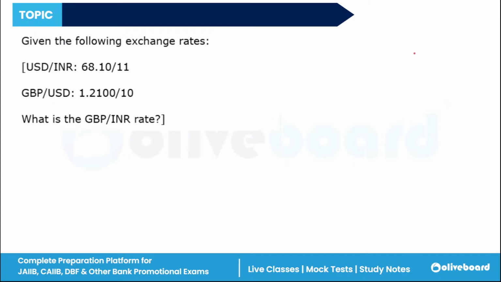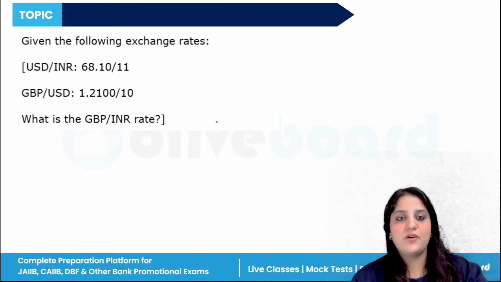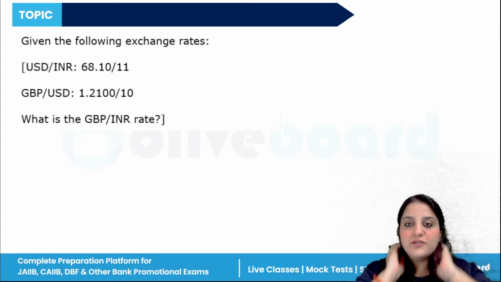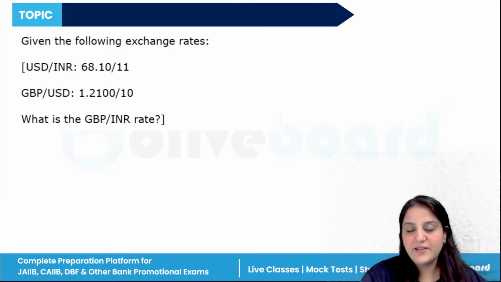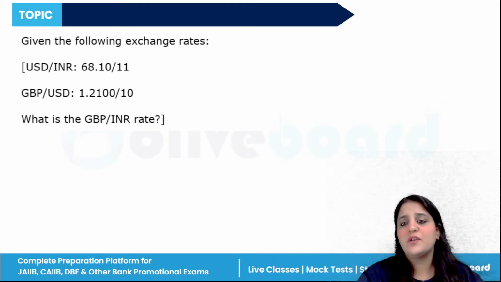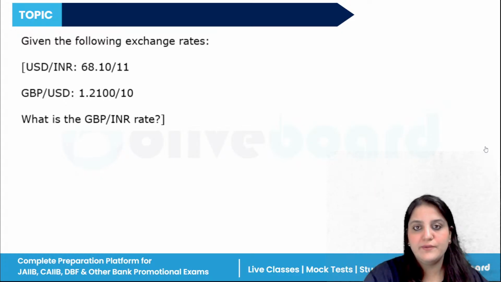So here, what is given? The British pound US dollar rate is given, and the US dollar INR rate is given. Simply, we have to find the cross rate for the British pound INR rate. We can do this question easily, because cross rate questions will be there in the examination. So how to calculate this question? By using the cross rate system.